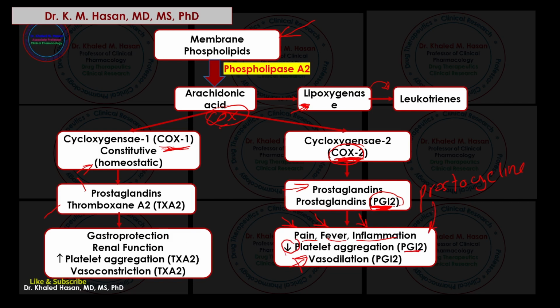On the other hand, cyclooxygenase 1 is responsible for gastroprotection, renal function, and thromboxane A2, TXA2. When you activate this, it leads to increased platelet aggregation and causes vasoconstriction. We need to remember this function. We look at the opposite action between thromboxane A2 and prostacyclin. Thromboxane A2 increases platelet aggregation, prostacyclin decreases platelet aggregation. We have a type of balance here between the two pathways.